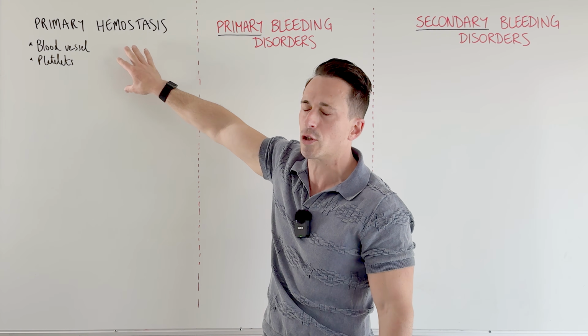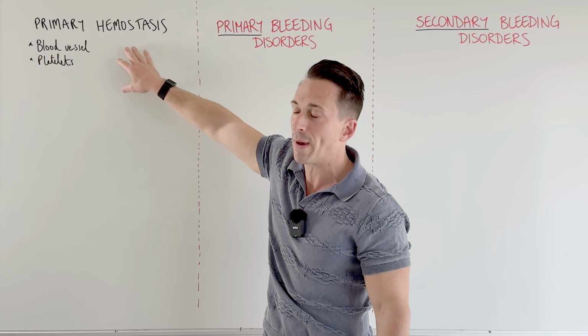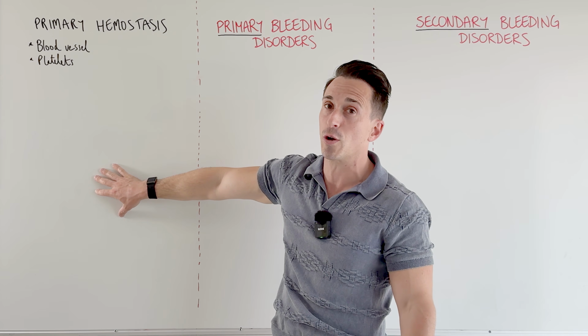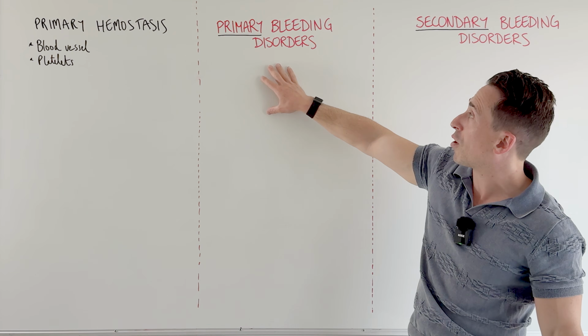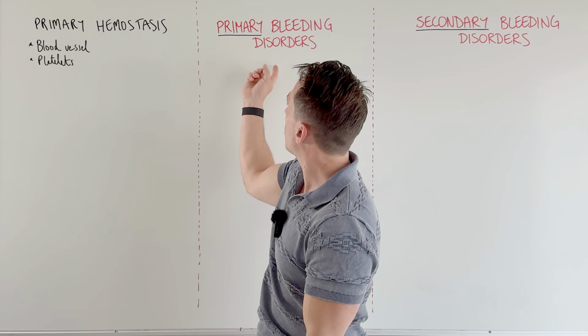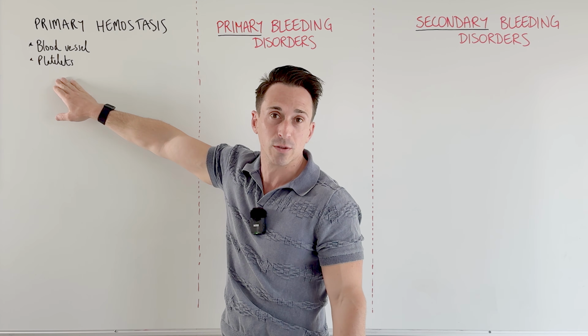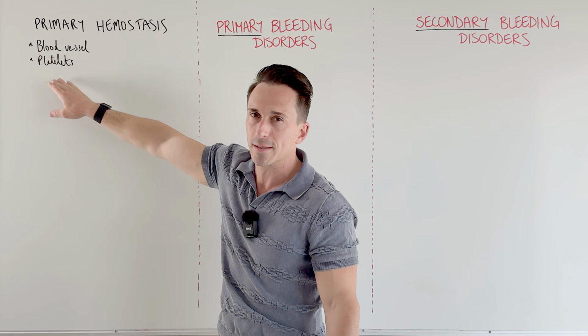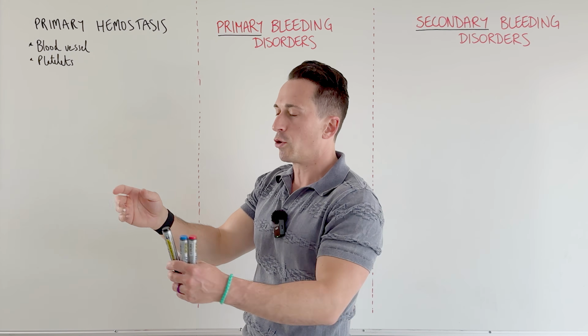You have to keep that in mind because it's not just circumstantial that we have primary hemostasis, so stopping bleeding through a primary mechanism, and secondary hemostasis, stopping bleeding through a secondary mechanism, and primary bleeding disorders and secondary bleeding disorders. They're the same categories. So primary bleeding disorders will be issues with the blood vessels and their integrity and the platelets. So let's first talk about, again, what's happening normally.